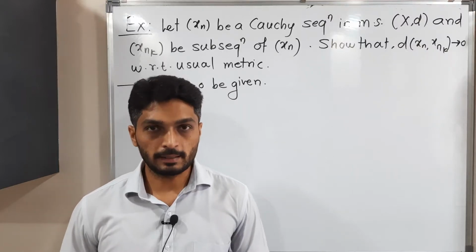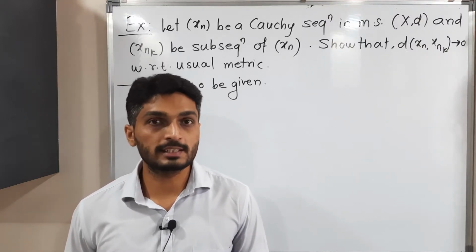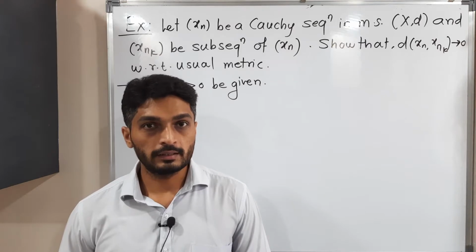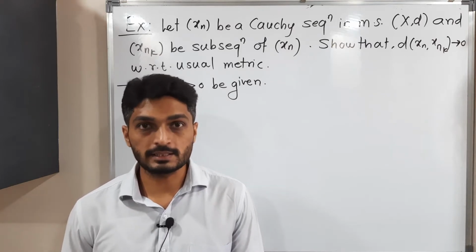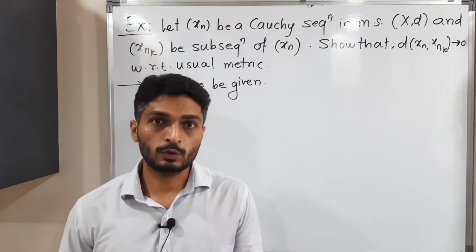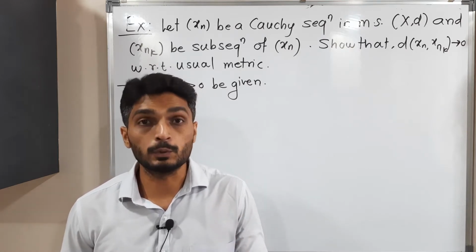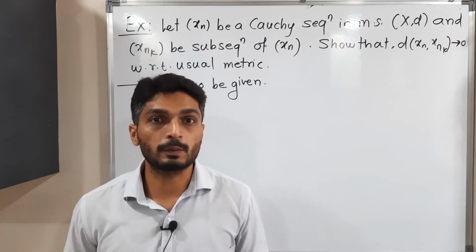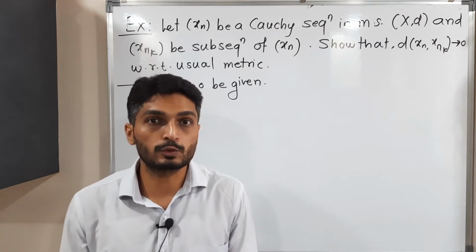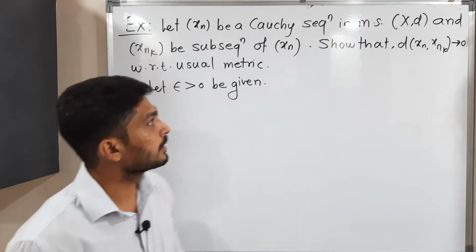Let us discuss this example. In this example, we have a Cauchy sequence xn, and that sequence has a subsequence xnk. Subsequence we have already seen, so you are familiar with that. In a subsequence, we collect a few terms from the main sequence and form a new sequence that is called a subsequence. What do we have to prove?